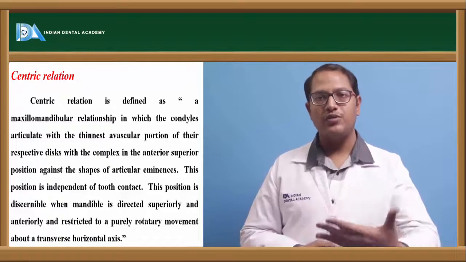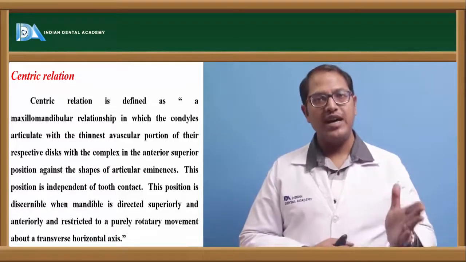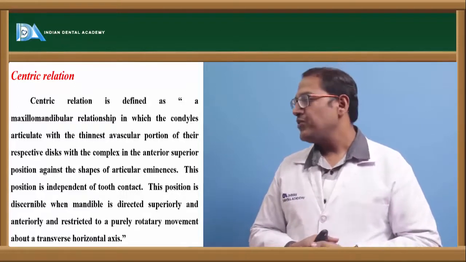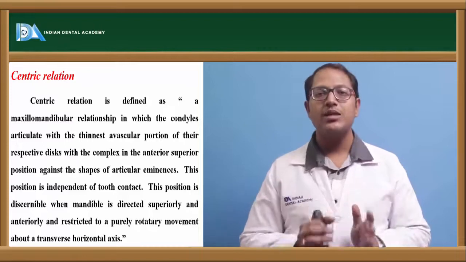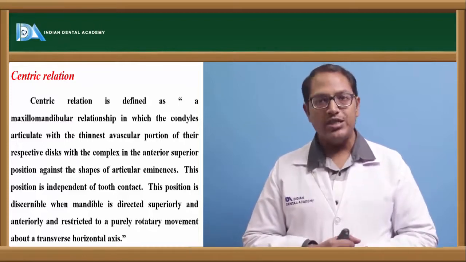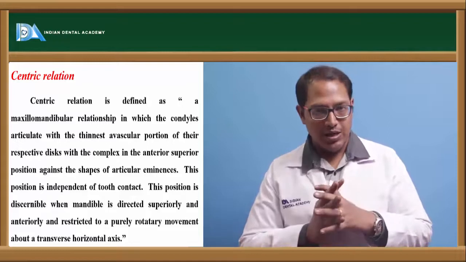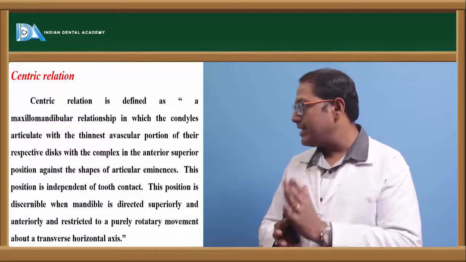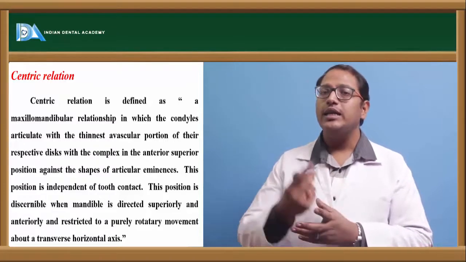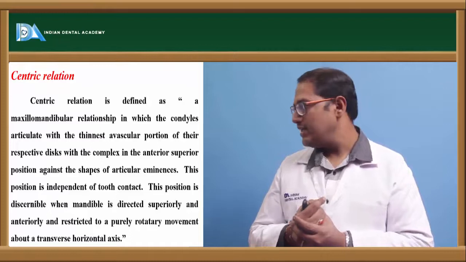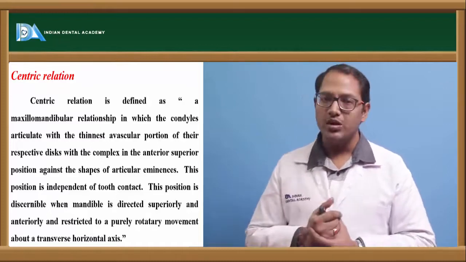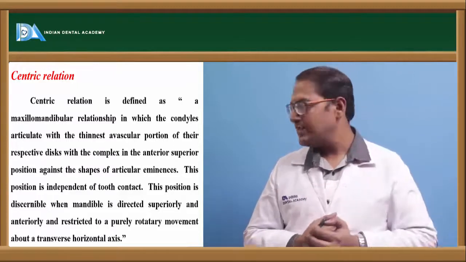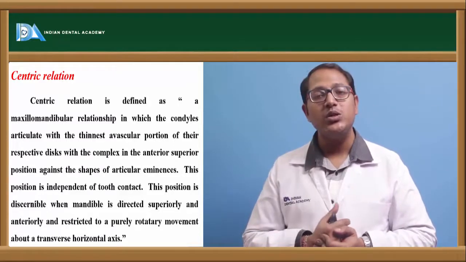Then it came forward, and finally in GPT-8, from GPT-5 to GPT-8, there was no change in the definition except one statement. GPT-8 says: it is a maxillomandibular relationship, that means a jaw relationship, in which the condyles articulate with the thinnest avascular portion of their respective disc. The right will articulate with the right disc, the left with the left disc, with the complex in an anterior superior position.